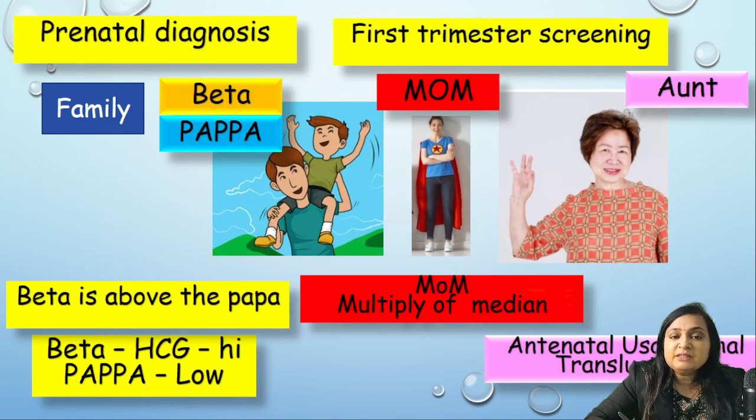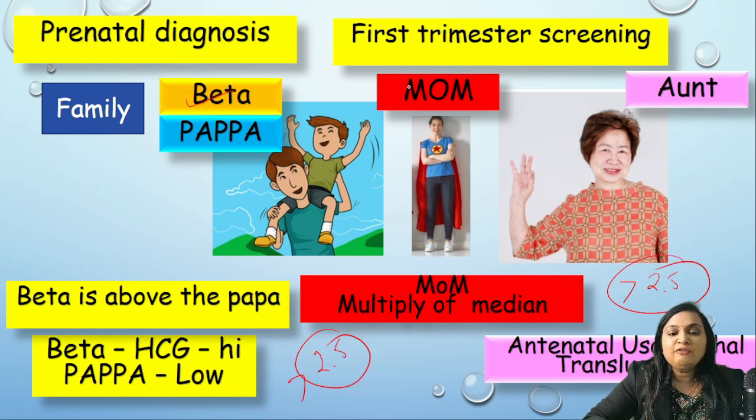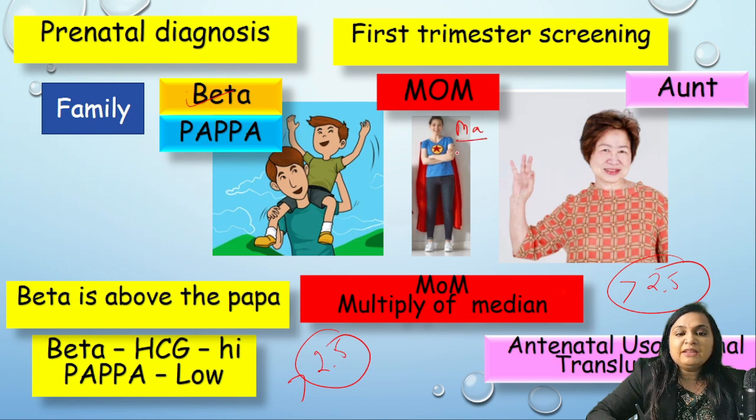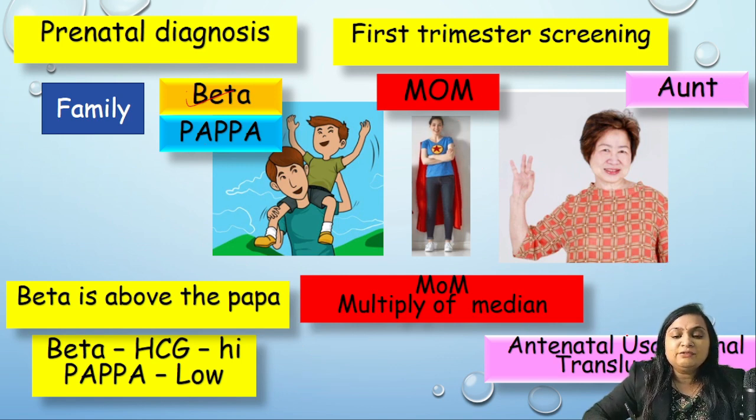Then we are going to discuss prenatal diagnosis, first trimester screening. We need to remember a whole family: beta, papa, mom and aunt. Beta stands for beta HCG, papa stands for pregnancy associated plasma protein A, and MoM is multiples of the median, because all these values are in multiples of the median. Mom stands for two things, multiples of the median as well as maternal age, and aunt stands for antenatal USG for nuchal translucency. So we need to remember that beta, papa is carrying the beta on the shoulder, so beta is on the higher side while papa is on the lower side.